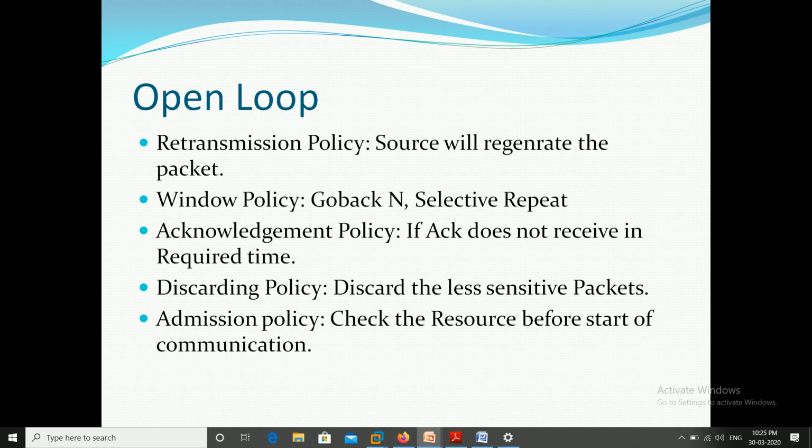Admission policy, we are only going to use the resources if they are available. If they are not available, they have to discard the packets, or they have to make the packets wait, or whatever the mechanism is. I hope you understand. Retransmission, window, acknowledgement, these three are similar to the data link layer. Discarding and admission policy, these two are the new ones.